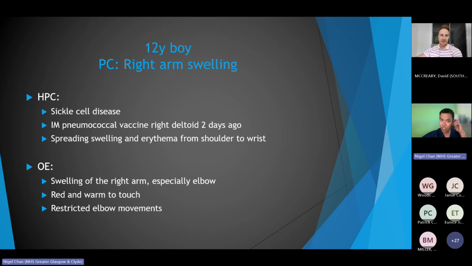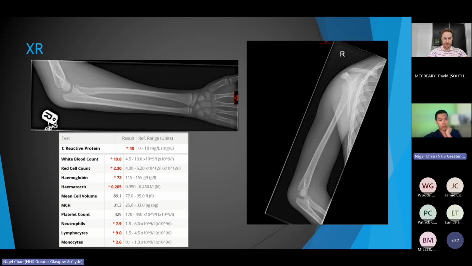But a 12-year-old boy who has sickle cell disease had his pneumococcus vaccine 2 days before presenting, and basically had progressive swelling and redness of his left arm, and it was a bit hot and a bit red, and he wasn't really moving his elbow as much. Again, I didn't see this patient initially. One of my colleagues saw him. He got some imaging done, some bloods. So his inflammatory markers were up. You can see there's a lot of soft tissue swelling on the X-ray, but actually the bones themselves looked fine.